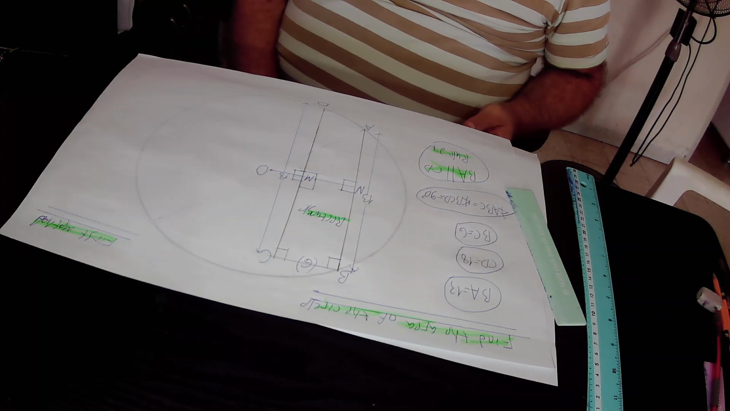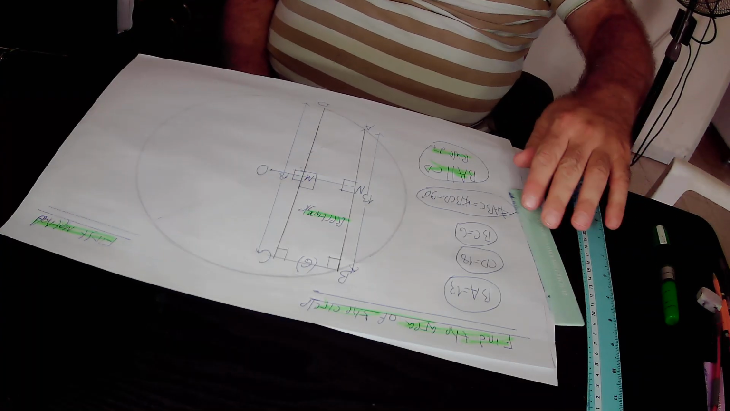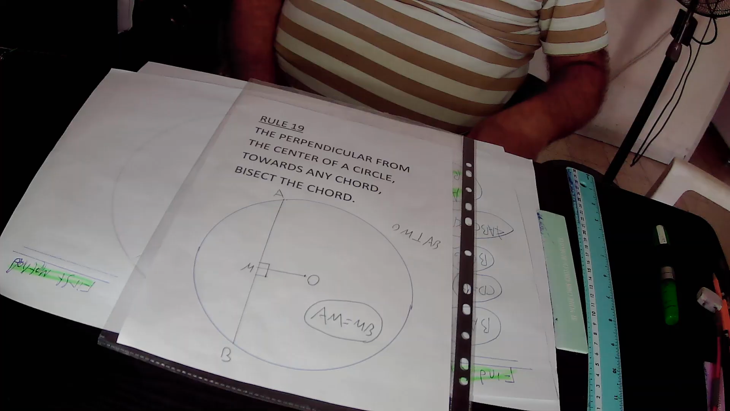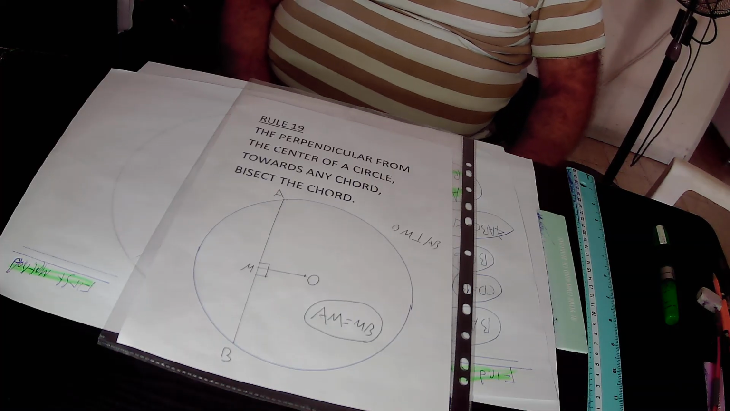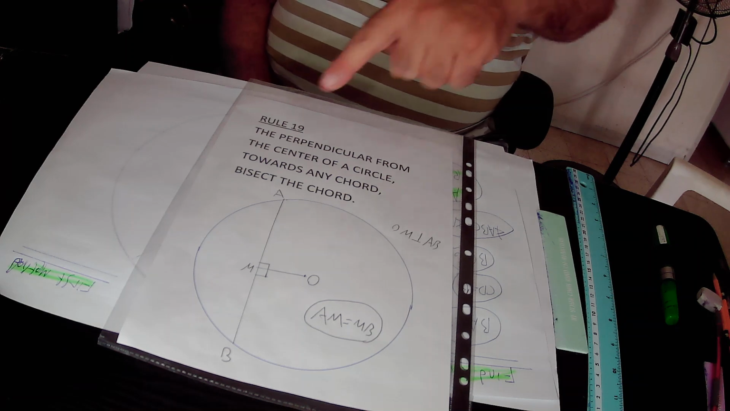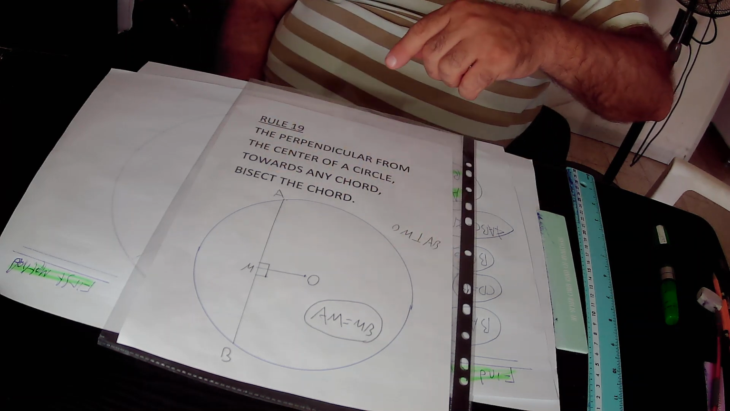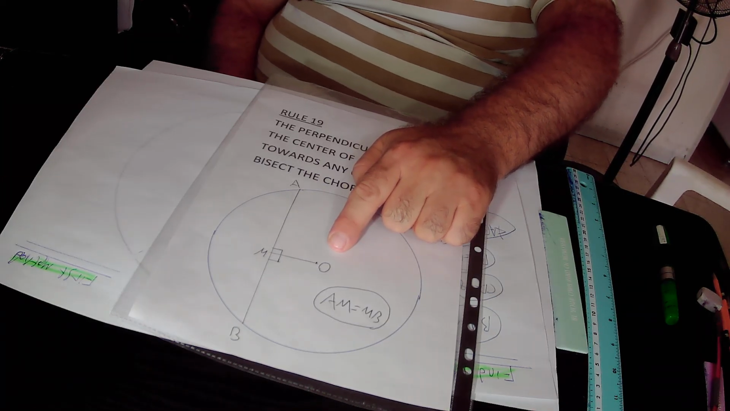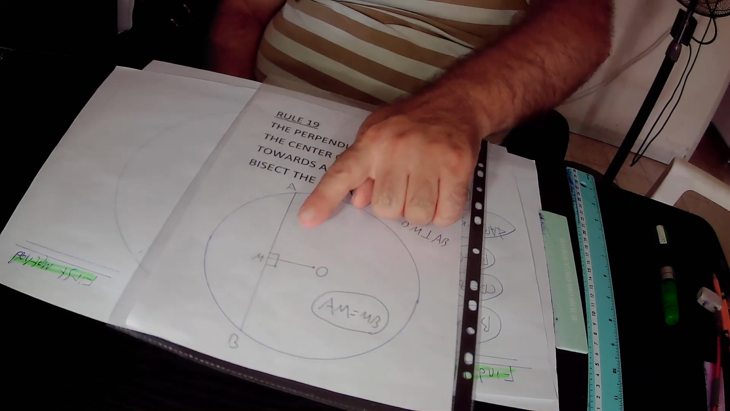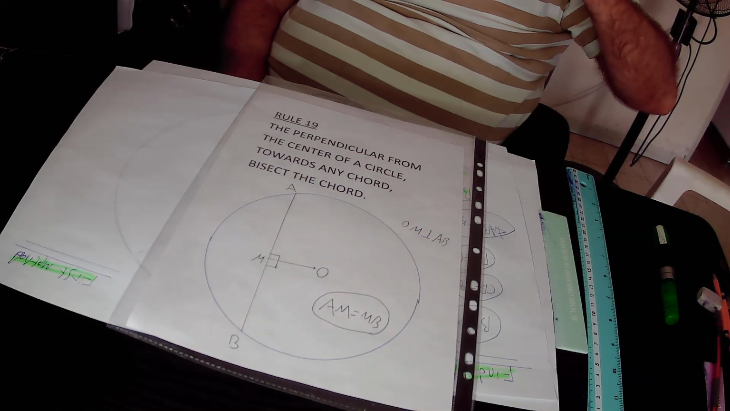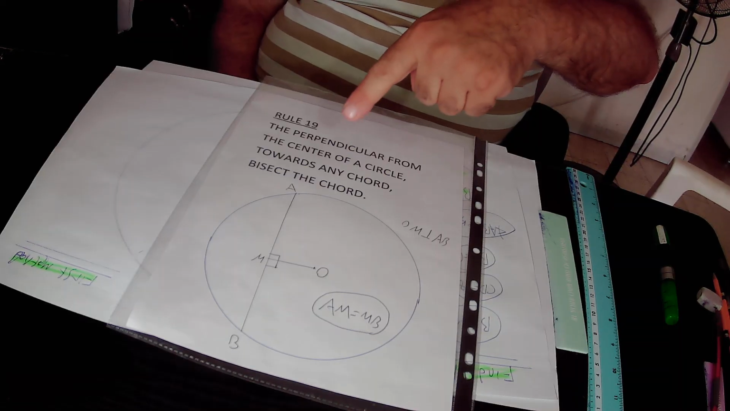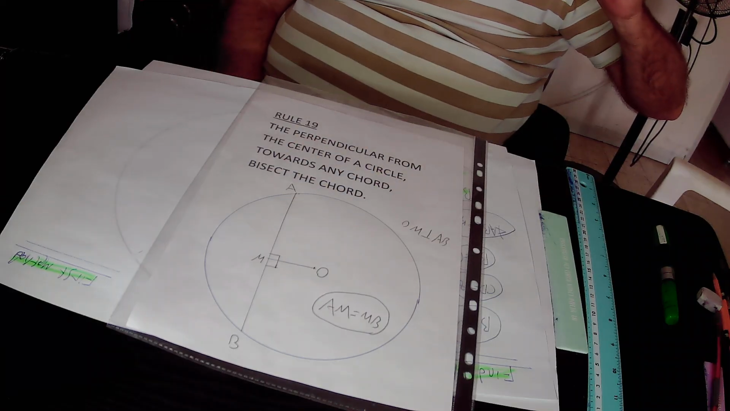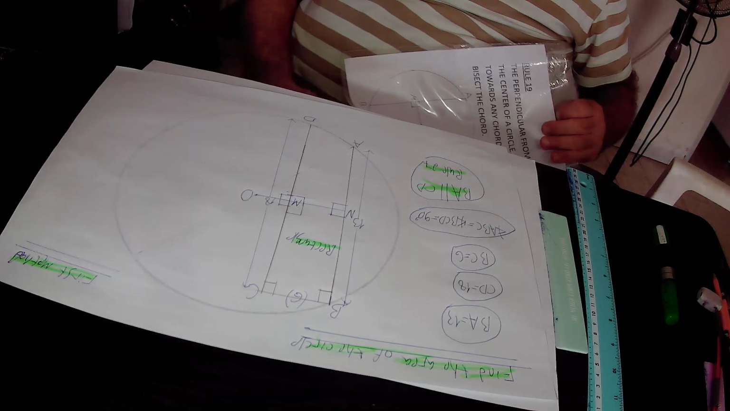Here we can implement rule 19. Let's repeat rule 19 quickly. According to rule 19, the perpendicular from the center of a circle towards any chord bisects the chord. In the drawing we have a circle, and point O is the center of the circle. According to rule 19, the perpendicular OM to chord AB bisects chord AB. That is to say, it divides chord AB into 2 halves. AM equals MB.